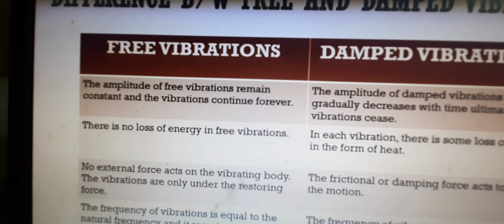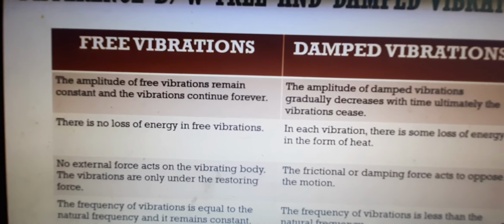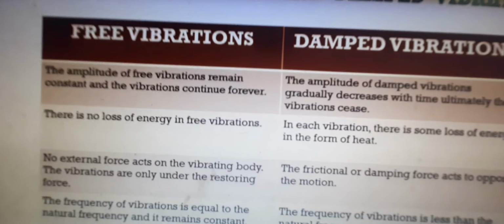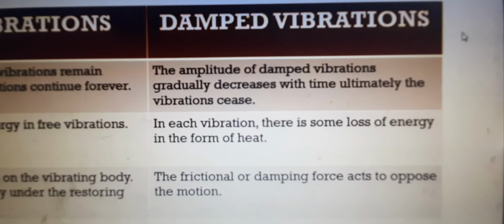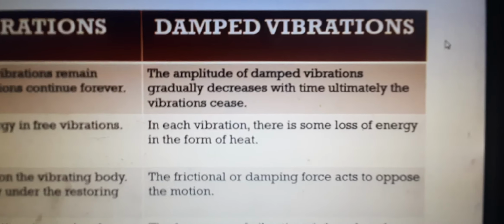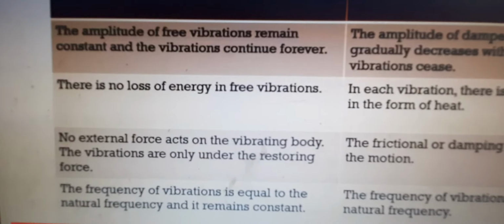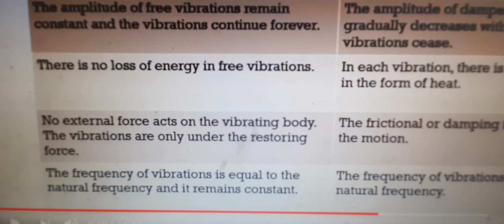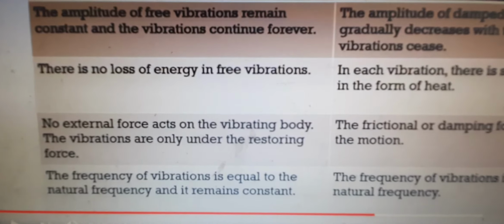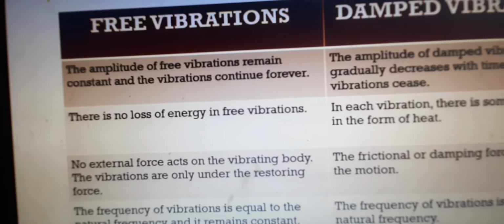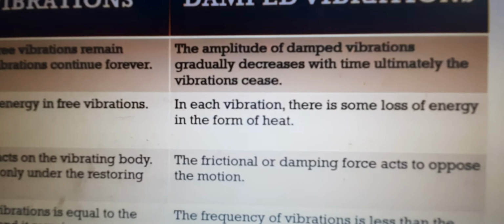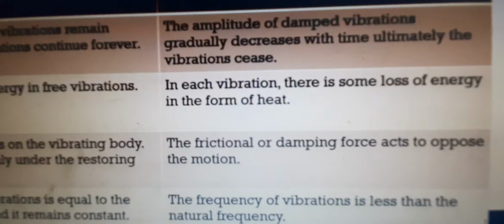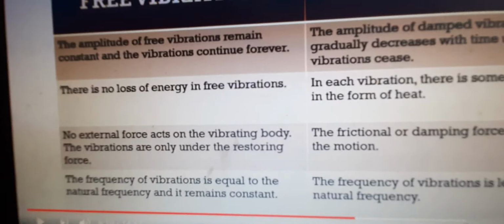Then there is no loss of energy in free vibration because from the beginning there is nobody to stop it, so we are not losing any energy here. But here in each vibration there is some loss of energy in the form of heat. Then no external force acts on the vibrating body. The vibrations are only under the influence of a restoring force. So again and again the vibration keeps on continuing. But here frictional or damping forces act to oppose the motion. So there is air which is trying to resist the motion of the pendulum.